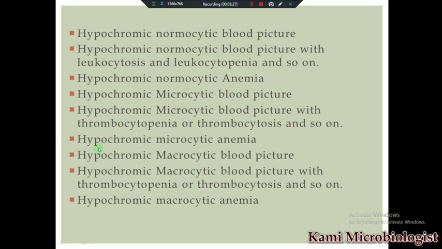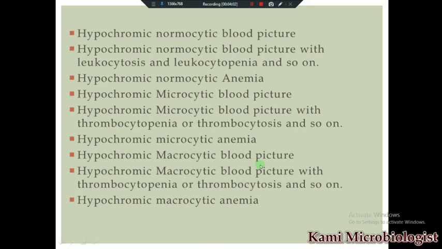Next comment is hypochromic macrocytic anemia. It means the RBC value is low, the value of MCV is low, and the value of MCHC and MCH is also low. So this is called hypochromic macrocytic anemia. In the microscopic field you will see small size RBCs, and in the middle of the RBC there is a large central white area.